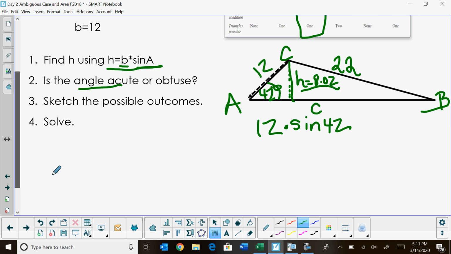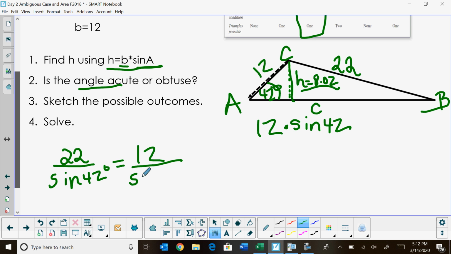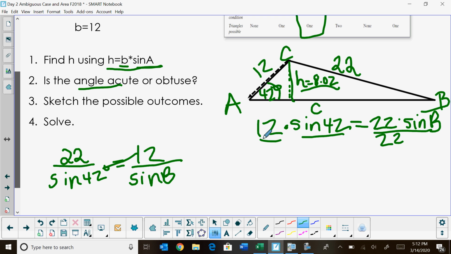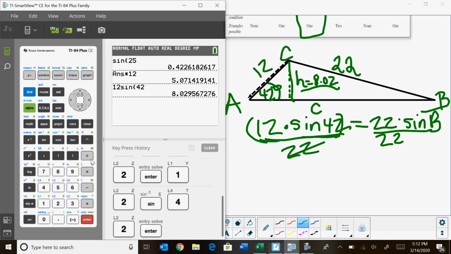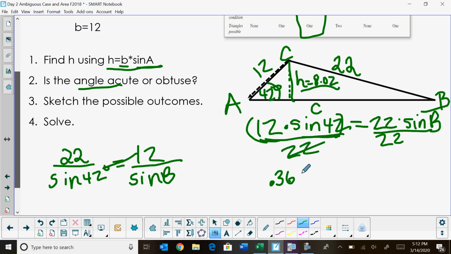So using the law of sines, I'm going to set this up. I've got 22, which is side A, over sine of 42, so side A over sine of angle A. Now the side I know is 12, which is B. So I'm going to solve for sine B. To calculate this, we're going to cross multiply. So 12 times sine of 42, that's what we've already done. That is equal to 22 times sine B. So to solve for sine B, I'm going to divide by 22. So I'm going to take the answer, which is the height I just got, which was 8.02, and divide that by 22, and I actually have sine of B. So let's divide this, because I've already calculated it, by 22, and we get 0.3694.